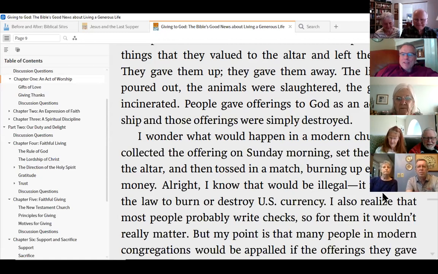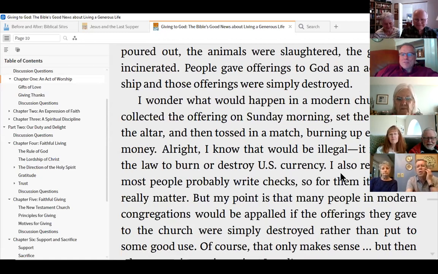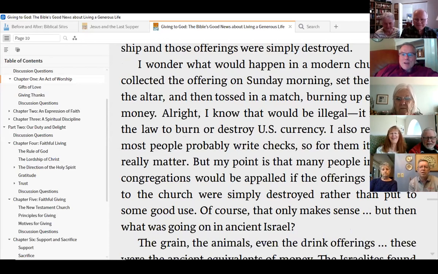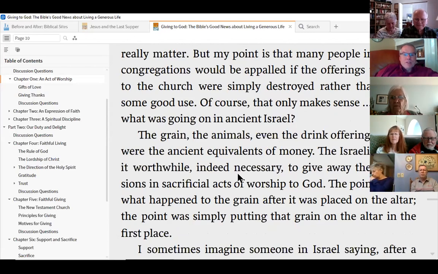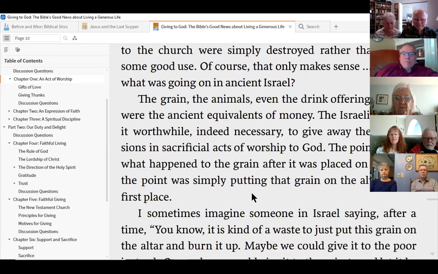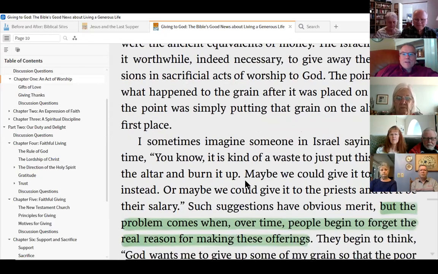All right, I know that would be illegal. It is against the law to burn and destroy U.S. currency. I also realize that most people probably write checks, so for them it wouldn't really matter. But my point is that many people in modern congregations would be appalled if offerings they gave to the church were simply destroyed rather than put to some good use. Of course, that only makes sense. But then what was going on in ancient Israel? The grain, the animals, even the drink offerings, these were the ancient equivalents of money. The Israelites found it worthwhile, indeed necessary, to give away their possessions in sacrificial acts of worship to God. The point was not what happened to the grain after it was placed on the altar. The point was simply putting that grain on the altar in the first place.